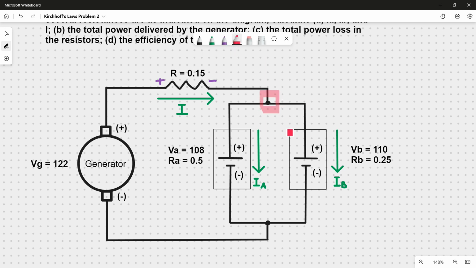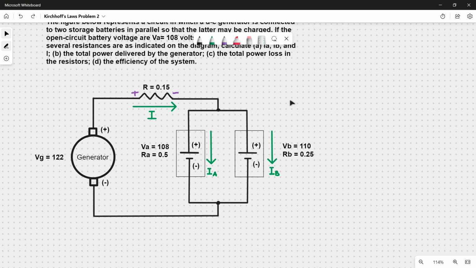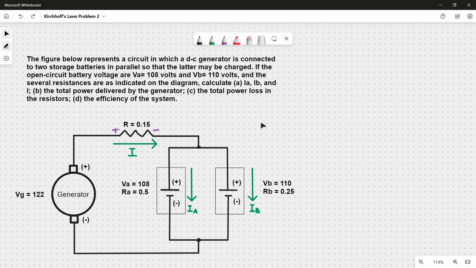Now let's look at the node here and see that it has three currents involved. So we'll use this for KCL. Again, the current entering is positive and current leaving is negative. Therefore, we have positive I, negative IA, negative IB equal to 0, or we can write this as I is equal to IA plus IB. This is now our first equation. Since we have 3 unknowns, we need 2 more equations, and we can find those using KVL.